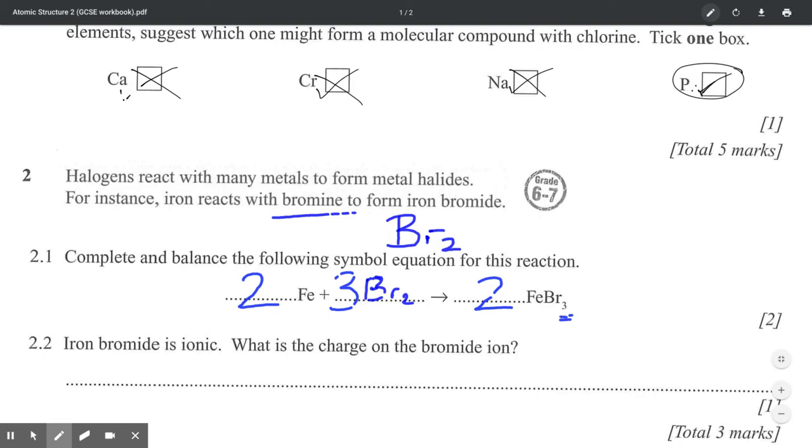So final question then looks at iron bromide is ionic. What is the charge on the bromide ion? Now the bromine is in group 7, which means that when it reacts, it wants to gain 1 electron to get a full outer shell. And in doing so, it accepts that 1 electron. The electron has a minus charge. And so the charge on the bromide ion is minus, or specifically minus 1.